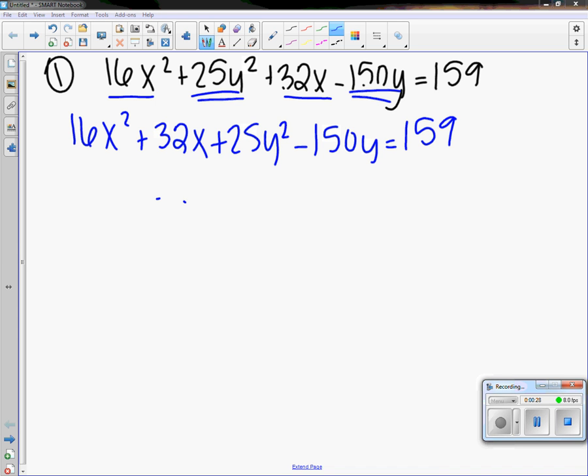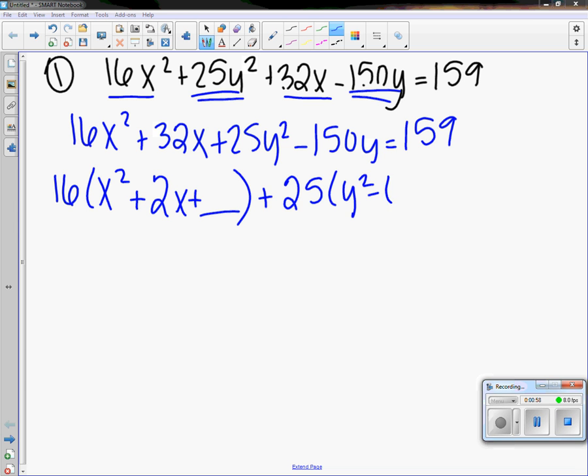what I'm going to do first is factor out what I can from each set of variables. So for x, each term is divisible by 16, so I'm going to factor out 16. That leaves x squared plus 2x, I'm sorry, because after you divide it, you get 2x, plus leave room to complete the square. Both of the y's are divisible by 25, so I'm going to factor out 25. Y squared minus 6y plus leave room to complete the square equals 159.